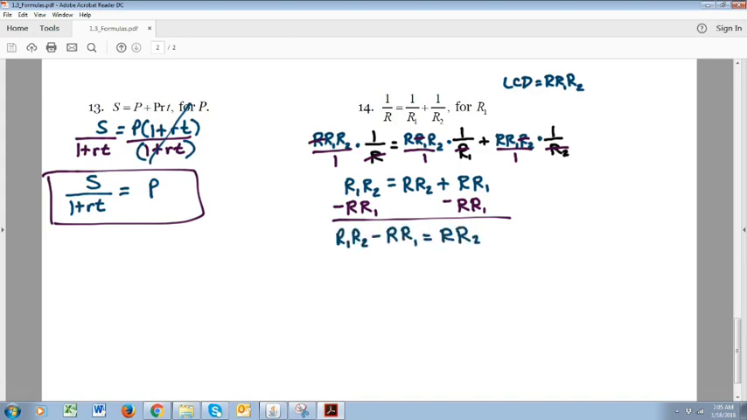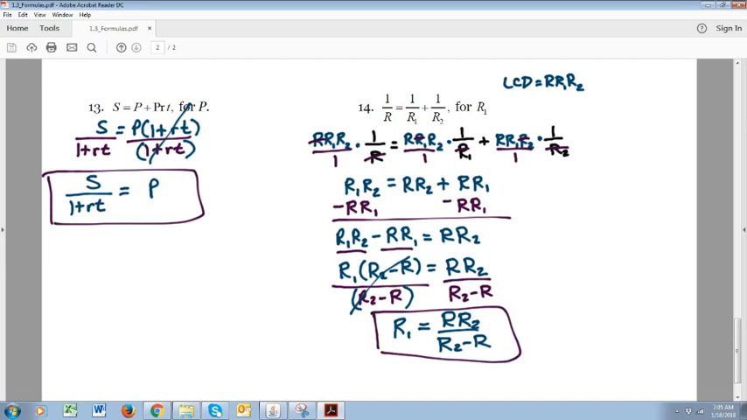And so notice now my R sub 1s, that's what I'm solving for, are both on the left. And so now I can factor out an R sub 1. So we have R sub 1 times R sub 2 minus R is equal to R sub 2. So finally, I can do division to get R sub 1 by itself. So we'll divide each side by R sub 2 minus R. The R sub 2 minus R's are going to cancel on the left. We're left with R sub 1 equals R times R sub 2 over R sub 2 minus R. And that's it.